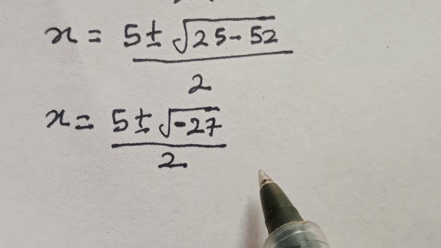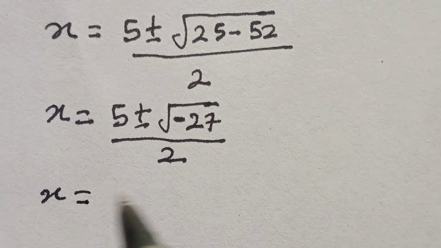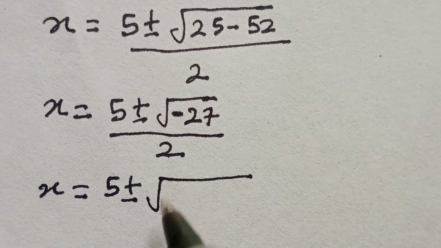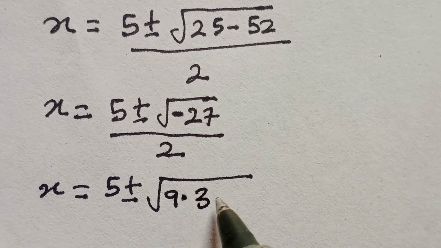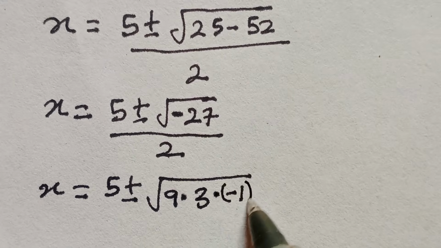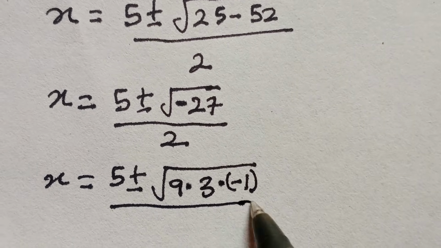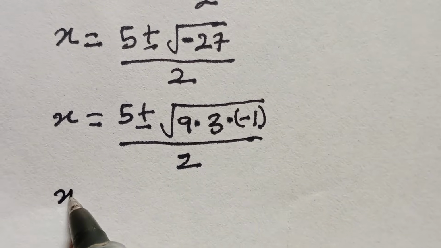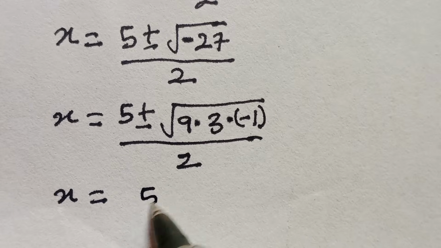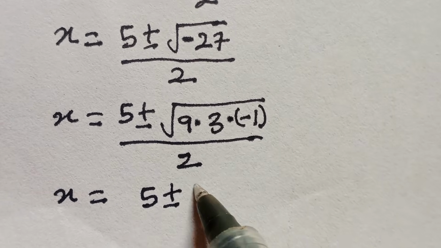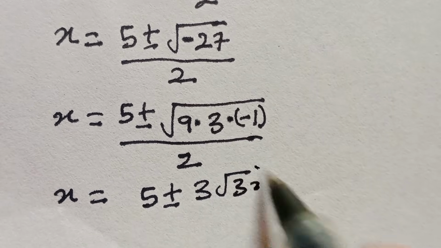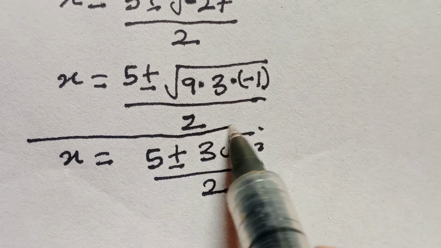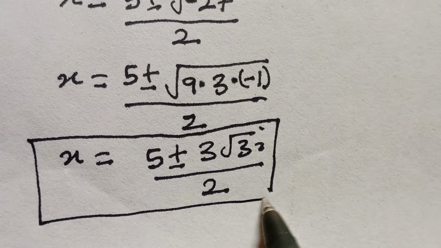So once you understand it up to this stage, we now have x equal to 5 plus or minus square root of 9 times 3, times minus 1, everything divided by 2. If you factor this out, your x will now be equal to 5 plus or minus 3 square root of 3i divided by 2. So this is another value of x that we are meant to get.